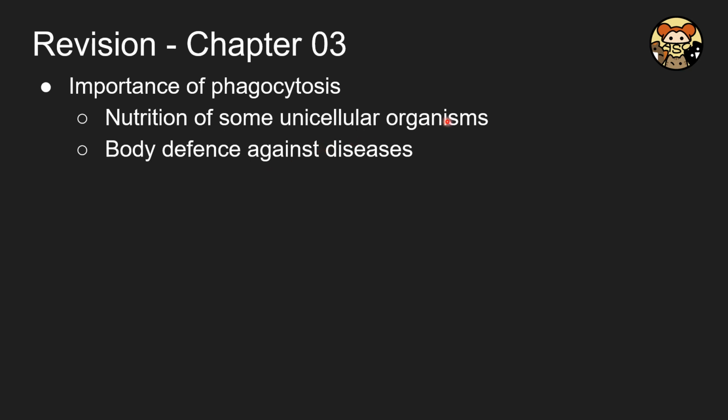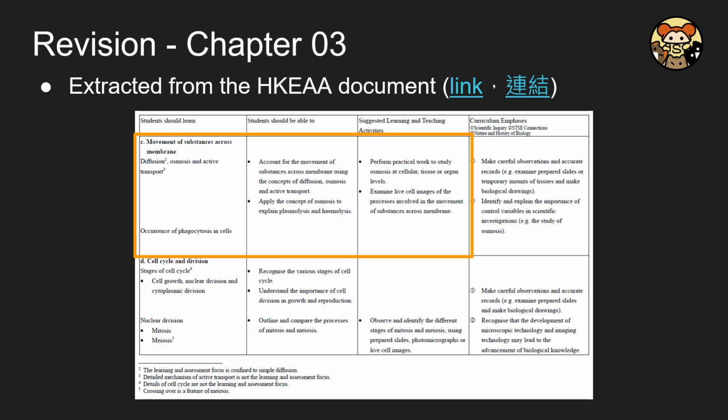And for unicellular organisms, they use this method to take in food. So here is an extract of the HKEAA document. You have to understand what is diffusion, osmosis, and also active transport. Probably also where phagocytosis happens, and you should be able to explain plasmolysis and also haemolysis.